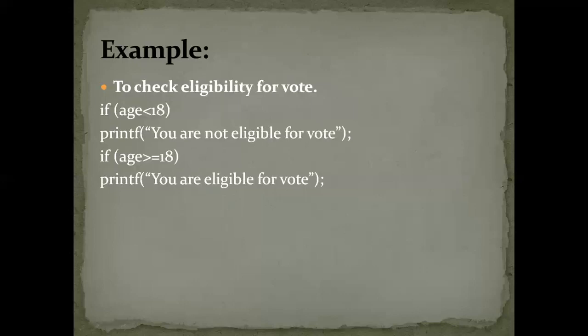Okay, one more example, that is to check the eligibility for vote. How can we use this? If age is less than 18, all of you might be aware of that, he or she is not supposed to vote, isn't it? So we need to display the appropriate message. The message is: You are not eligible for vote.